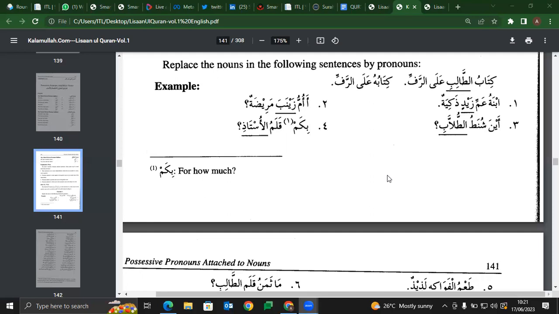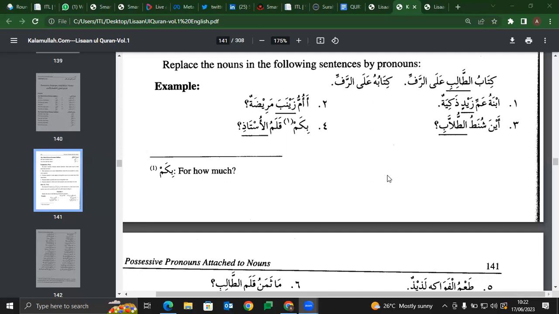Ummu Zainab maridatun. Oh no, it won't be majroor, right? Yeah, it won't be majroor. It will be mansoob, mansub. And as we know, mudaf ilayhi can be anything. It can be majroor, it can be mansoob. It doesn't matter.